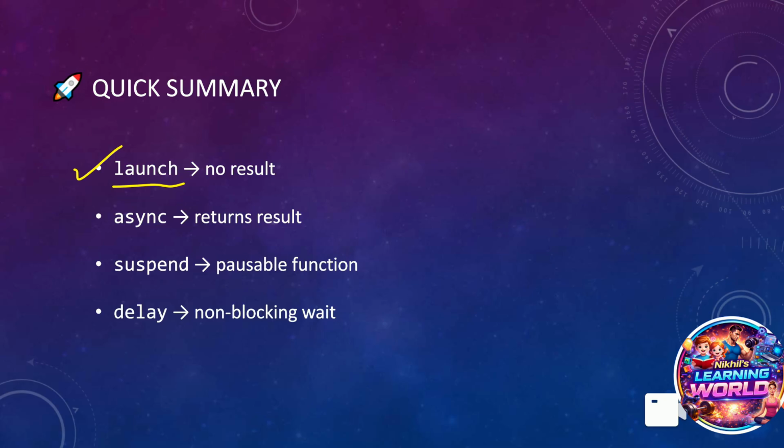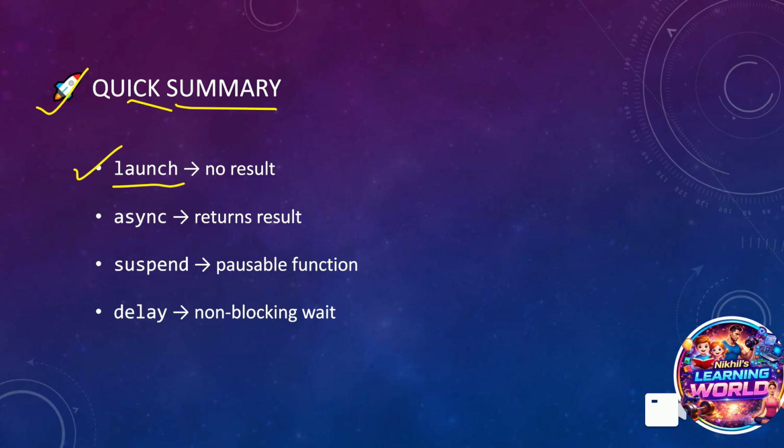Okay, so let's do a quick review on the summary, like what are coroutines. Coroutines are lightweight threads that allow you to write asynchronous code in a sequential manner. Okay, instead of dealing with callbacks or complex threading, Kotlin makes it clean and simple. So next we have seen launch. It's for fire and forget.